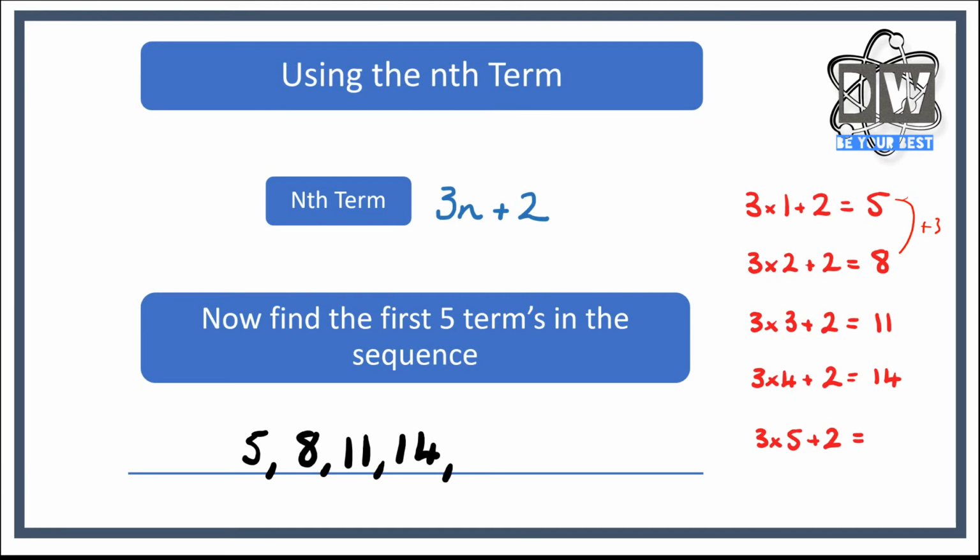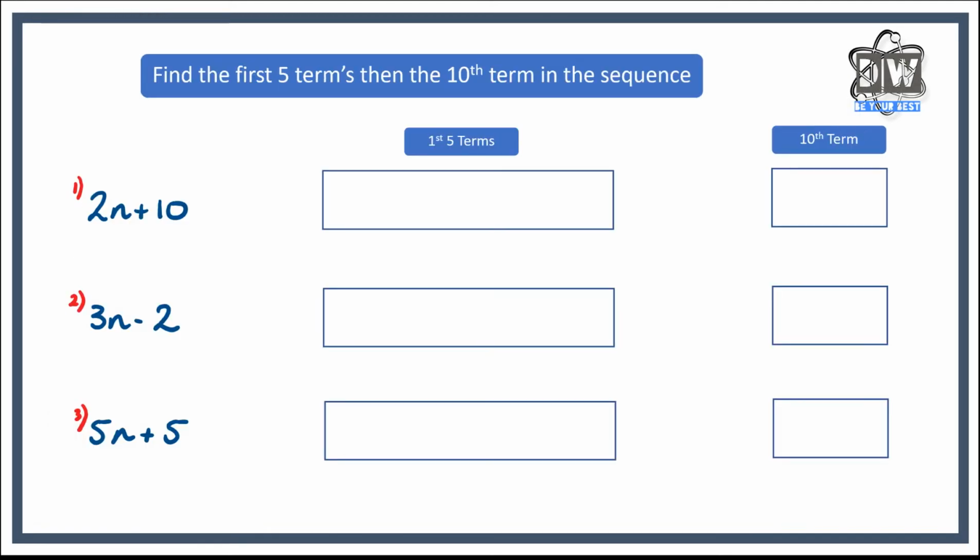So we can see how it all works now, hopefully. Let's go in for a traditional question. Make sure you've copied all those out and you really feel comfortable with that. But just remember, the n stands for the term that we're looking for. So let's look at how we would do some of these traditional questions. Let's find the first 5 terms, then the 10th term in the sequence. Let's find the first term for a start.